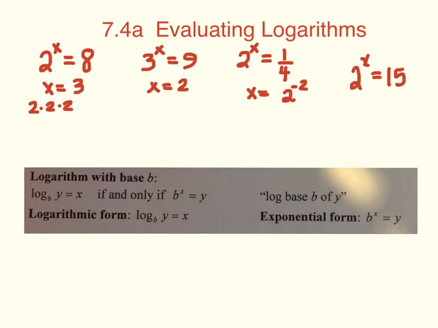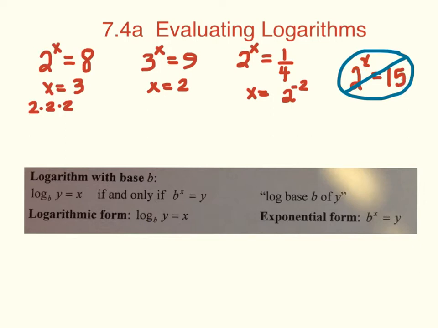Well, we all know that there's no way that that's an easy number to figure out. 2 to any power is not going to give me an odd number, but there has to be some number that I can put in for x that will give me 15. This is the reason that logarithms were developed. And you'll see in a while how we can figure out 2 to what power is going to give me 15.